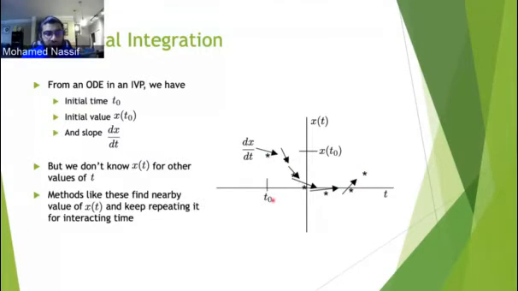So what techniques like ODE45 do is that they find the nearby values of x of t. They start here, they use the slope to draw a line from here, and then they approximate the next point. And they keep doing that until they can find a curve that best fits the actual value.